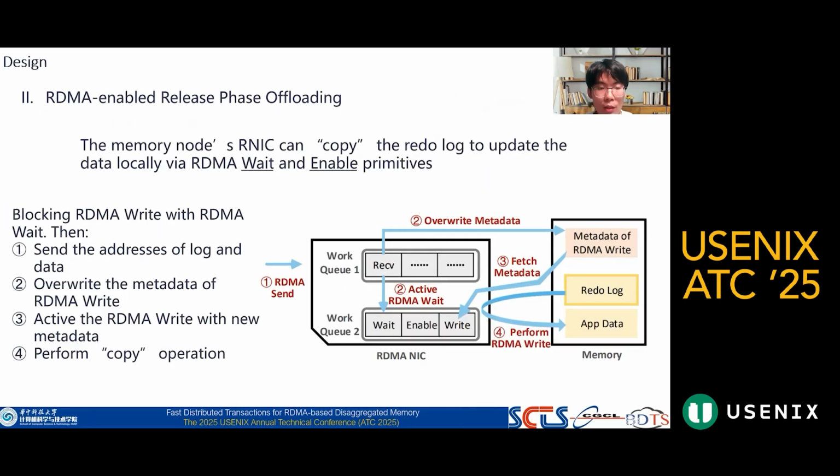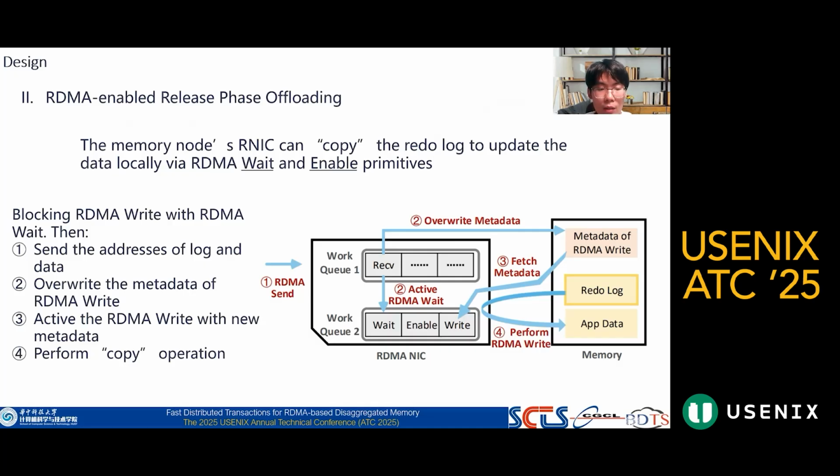We use the RDMA wait and enable primitives to allow the memory node's RNIC to copy the redo log, as shown in the figure. During initialization, we create 2 work queues in the RNIC for offloading. Specifically, RDMA wait, RDMA enable, and RDMA write are issued to work queue 2. Then, an RDMA receive is put to Q1. The destination of the RDMA receive is the address of the RDMA write metadata.